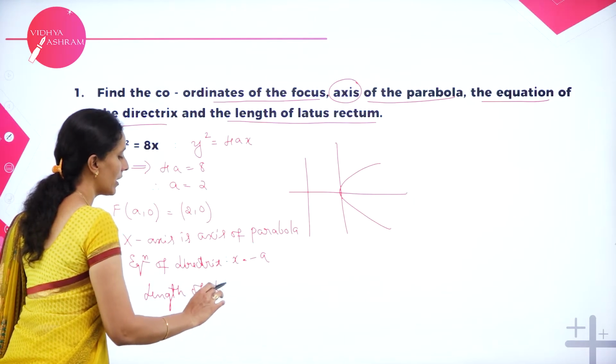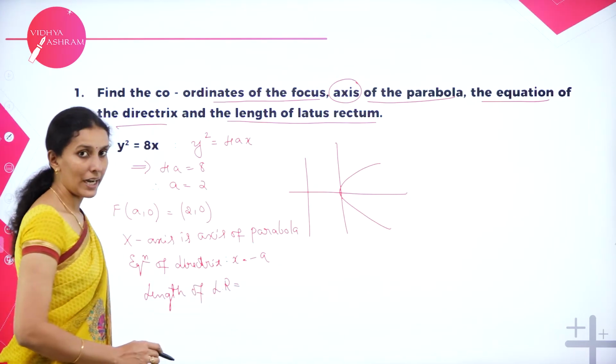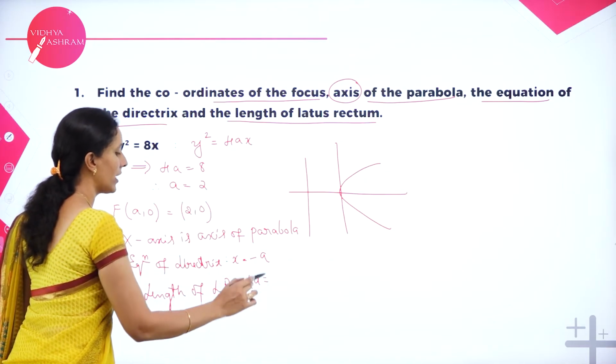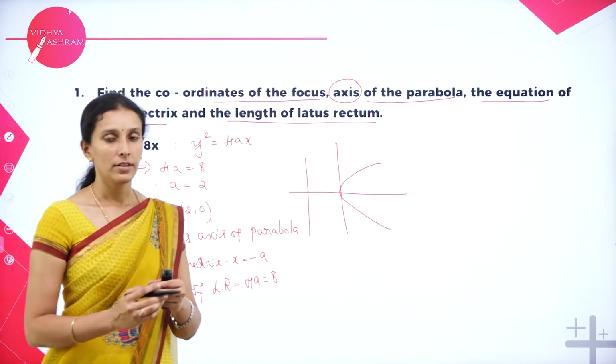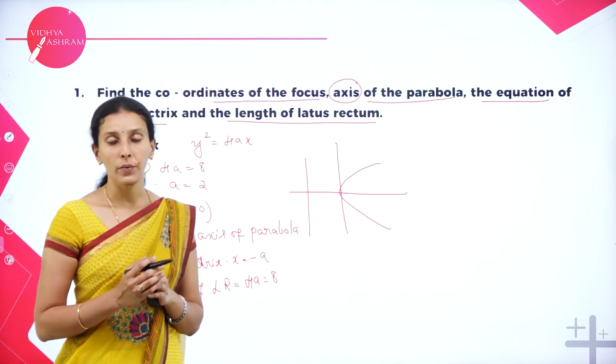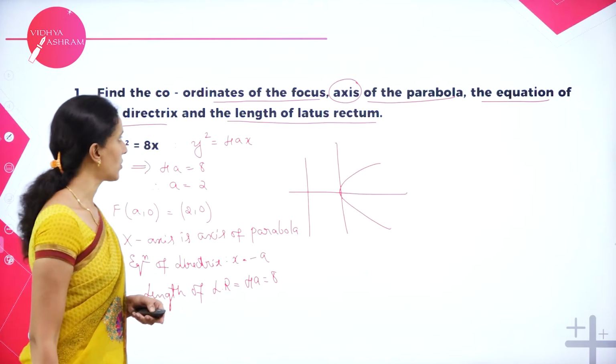I'll write it as LR, which is nothing but latus rectum. Its distance is always 4a. 4a we have already calculated, it is 8. So this is how we are going to write its characteristics when a standard equation is given. Let's see the next question.